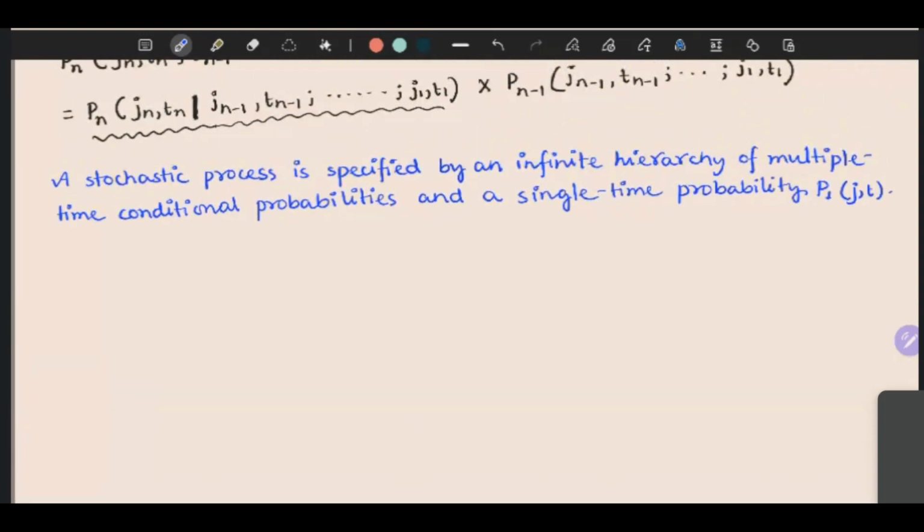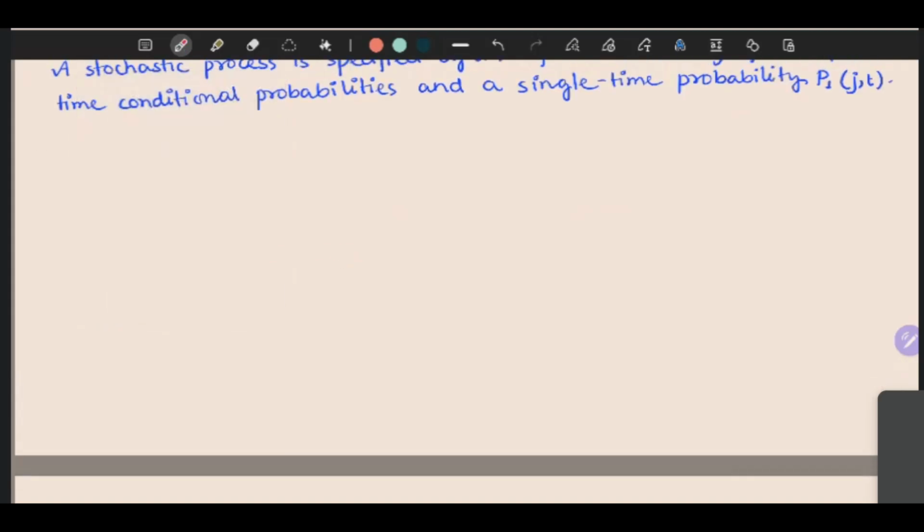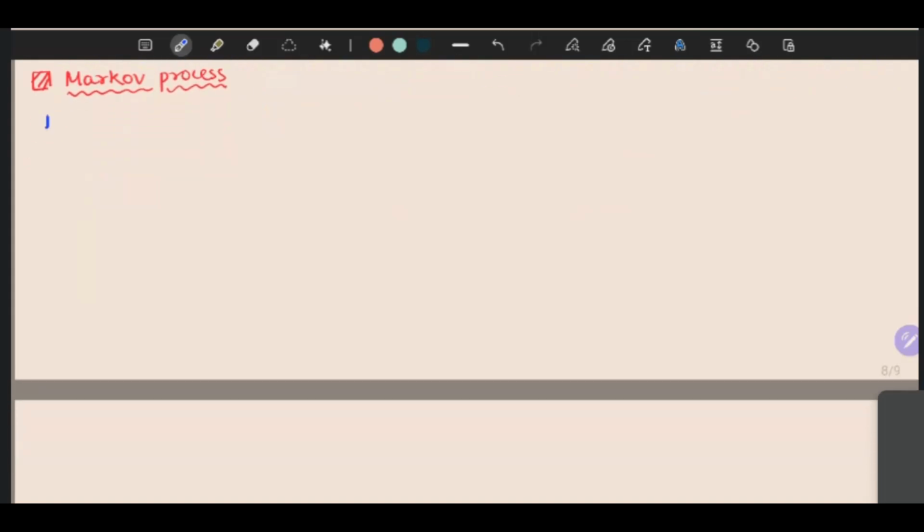So Markov processes can have discrete or continuous sample spaces.